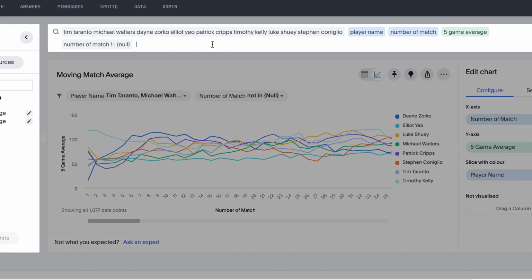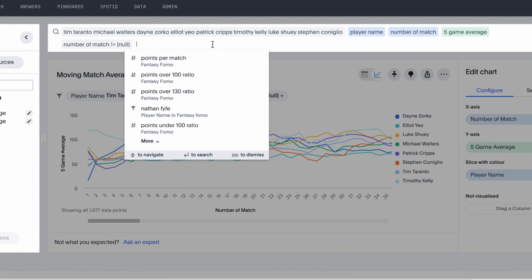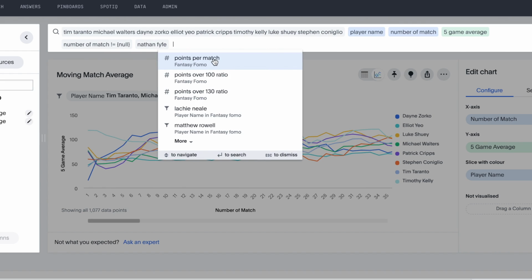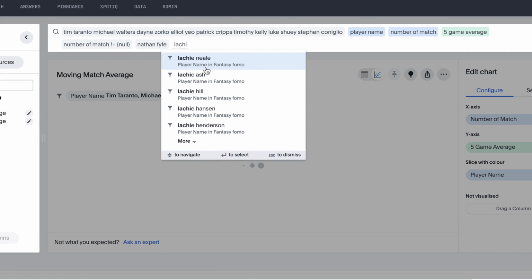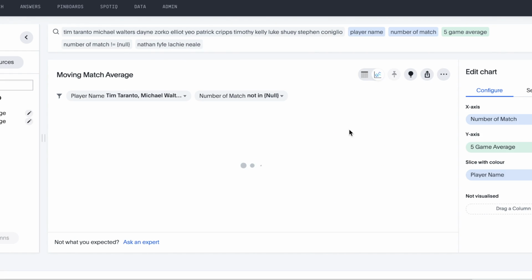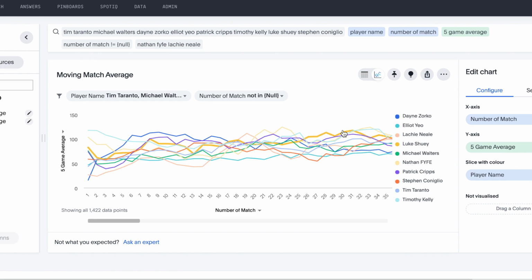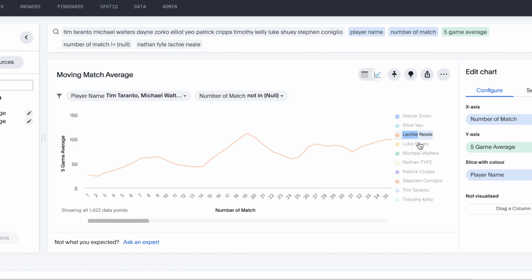And the other thing I want to do is, these are the guys we pick year in, year out. They're metronomes, they score well, they score highly. So let's bring in Fyfe and Lachie Neale. And I'll just make this selection and we can talk about what we're seeing here on screen. So we've got Lachie Neale and Nat Fyfe.